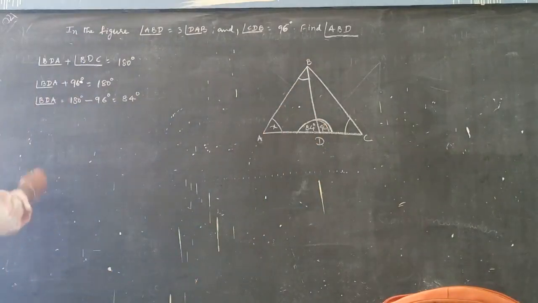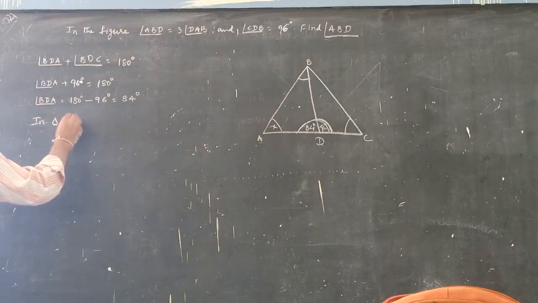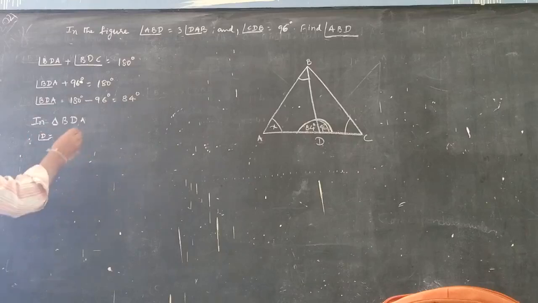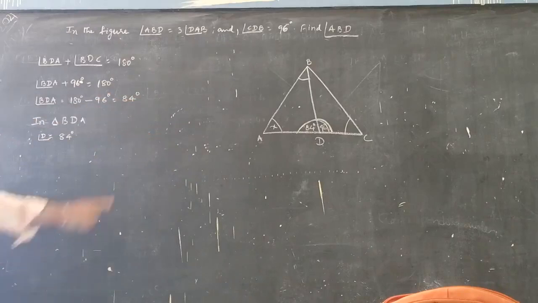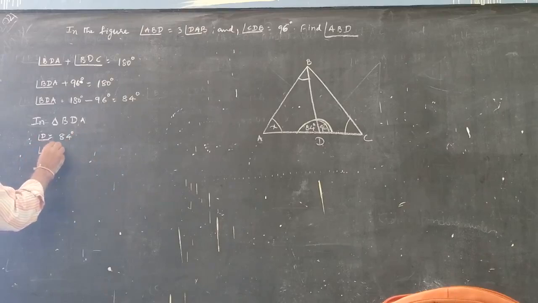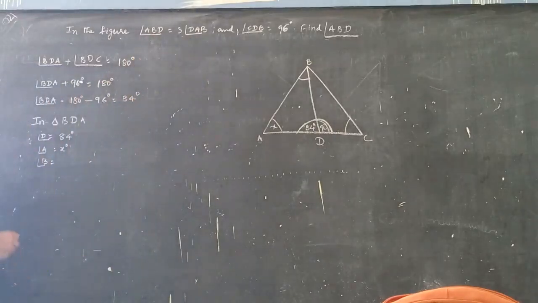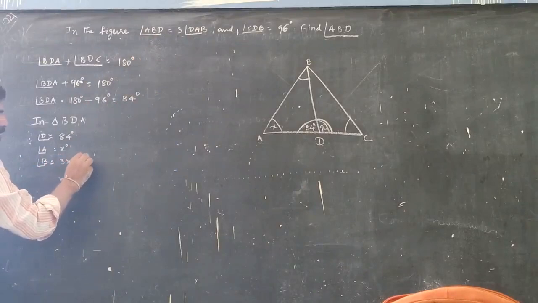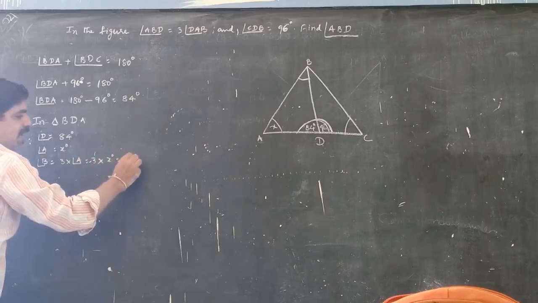In triangle BDA, angle D is equal to 84 degrees. Next, angle A is equal to how much is given? X degrees is given. What is angle B? The condition is given. Angle B is equal to 3 into angle A. What is angle A? X degrees. So that is 3x degrees.